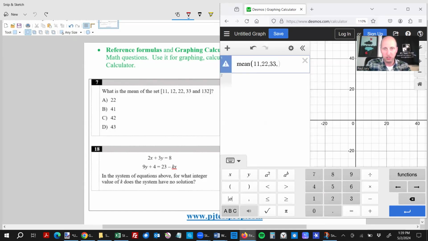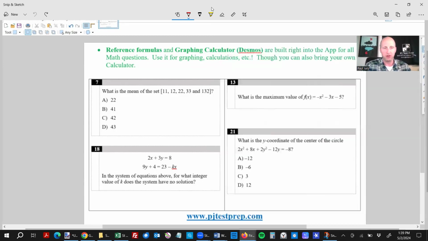This one's not too bad. Oh, I missed a 12 here. Doesn't have to go in order though. You can just simply type these in and you'll get your answer here. So it saves you a little bit of time on statistics or arithmetic type problems.